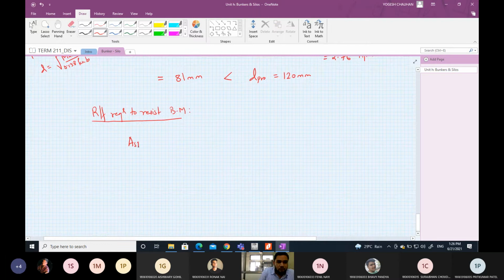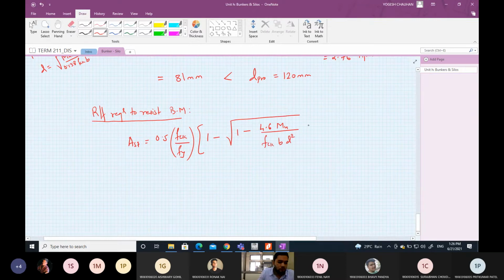We know that AST is equal to 0.5 FCK by Fy times 1 minus square root of 1 minus 4.6 Mu upon FCK B D square, whole multiplied by B into D.